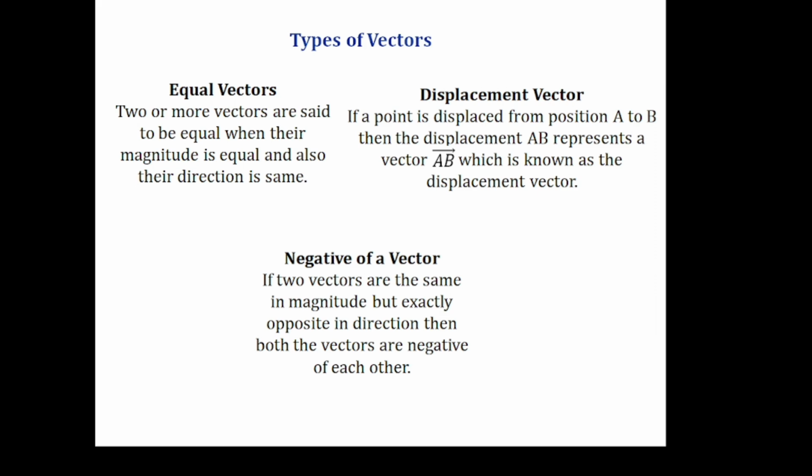Now equal vectors I have already discussed. Displacement vector: if a particle is moving from position A to position B, then AB represents the displacement vector. Suppose the vector for A from the origin is r1, and for B it is r2. So according to the triangle law of vectors, AB, that is delta R, is equal to R2 minus R1 vector. And a negative vector is also known as an opposite vector.